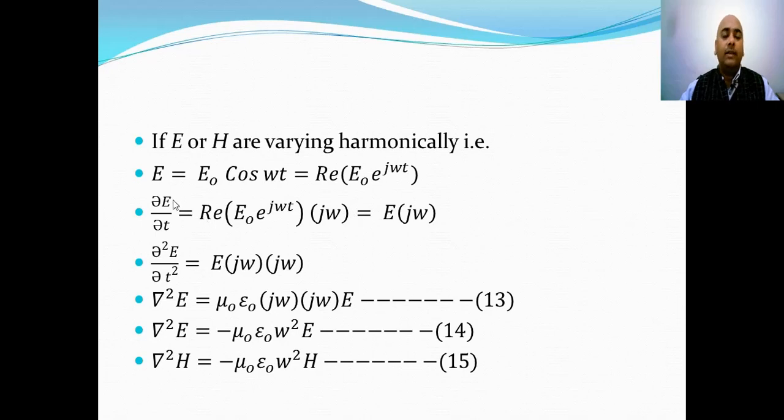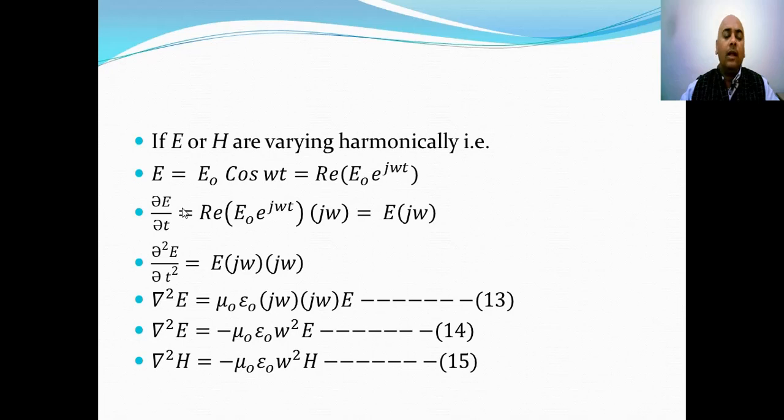So if I take differentiation with respect to time on each side, I obtain ∂E/∂t. Differentiating the real part of E naught e raised to power j omega t, it is the real part of E naught e raised to power j omega t multiplied by j omega, and this term is basically E. So ∂E/∂t can be represented by multiplying E by j omega if E field or H field are varying harmonically.